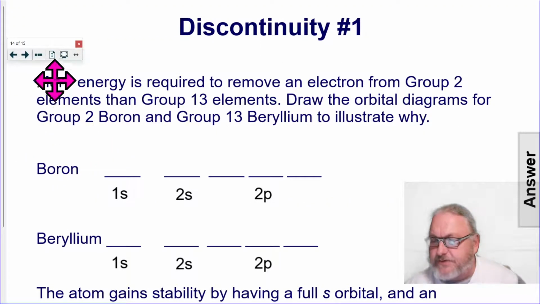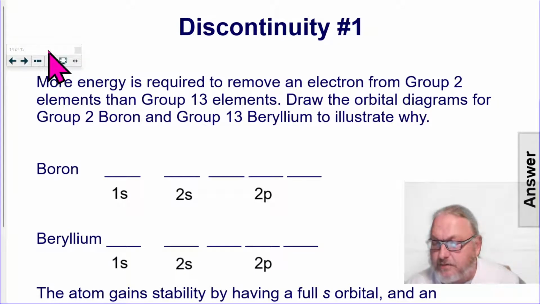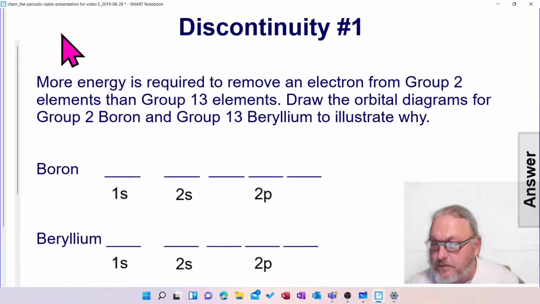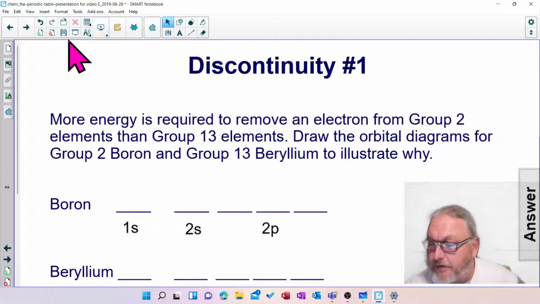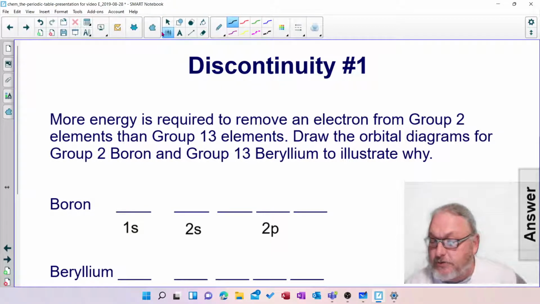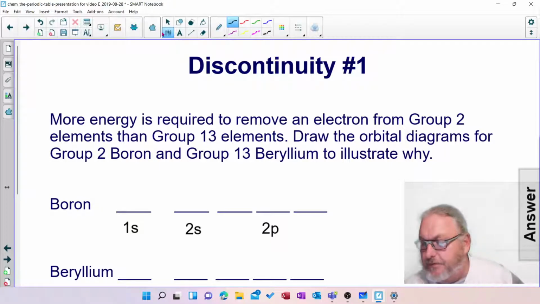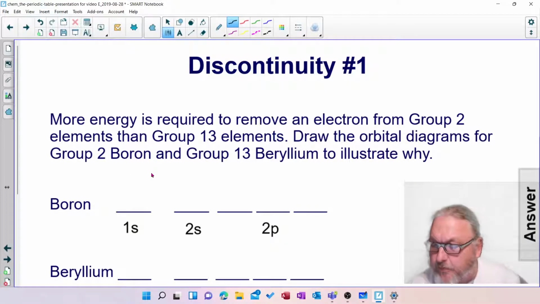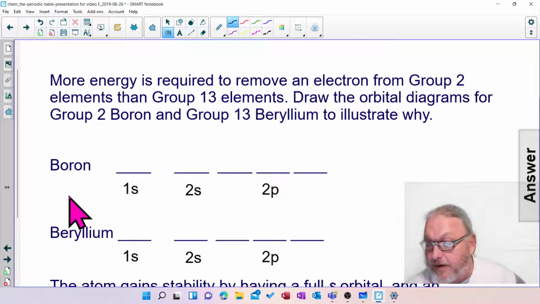Let's think about this. Okay, so I can draw it. I want to be able to draw. So look at boron. It takes more energy to remove an electron from a group 2 element than a group 13 element, right? Because you're going for the s's and the p's. So let's look at group 2, beryllium, and group 13, boron, to find out why.